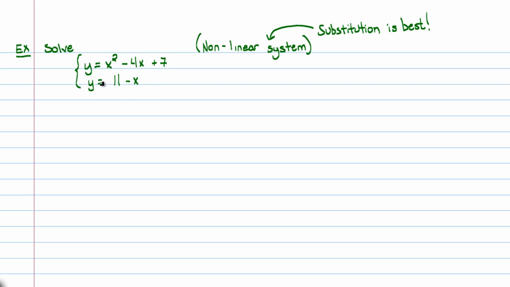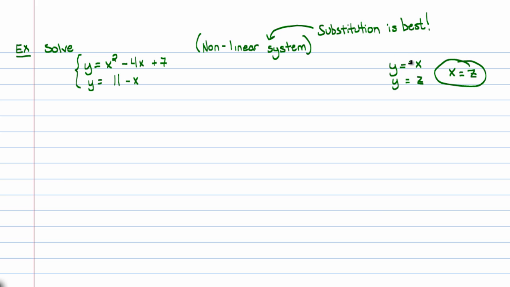I happen to know that y is equal to 11 minus x, and at the same time I know that y is equal to x squared minus 4x plus 7. So if y is equal to both the top group of expressions and the bottom group of expressions, then I happen to know that these two must equal each other. It's like saying y is x and y is also z. Well, then you know that x has to equal z. That's just true, right? It's also true by substitution.